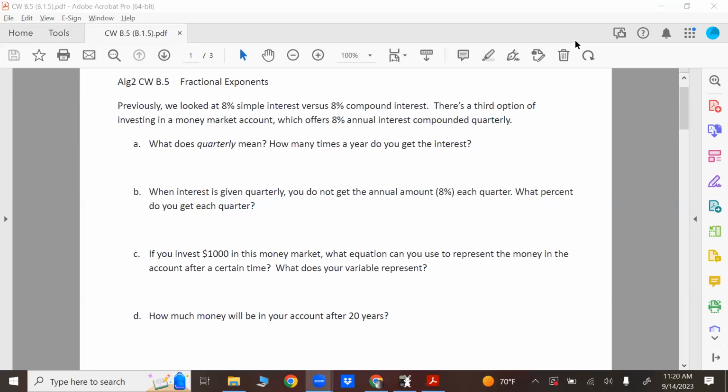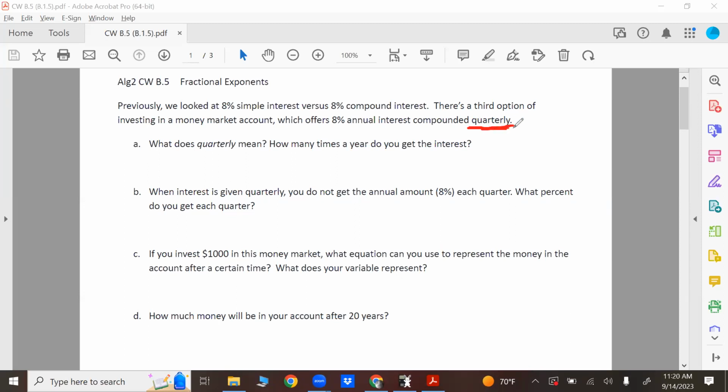Okay, so this is about fractional exponents. Previously we looked at 8% simple interest rates versus 8% compound interest. There's also a third option, investing in a money market account, which offers 8% annual interest compounded quarterly. Now, this is tricky, but I'll give you the formula, and if you use the formula correctly, you'll be fine.